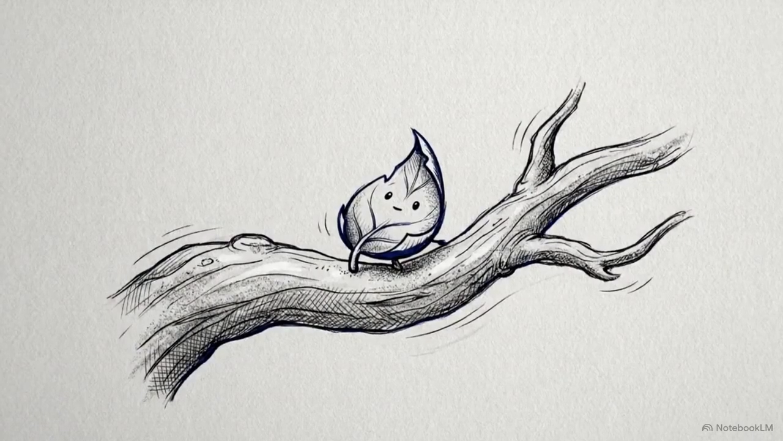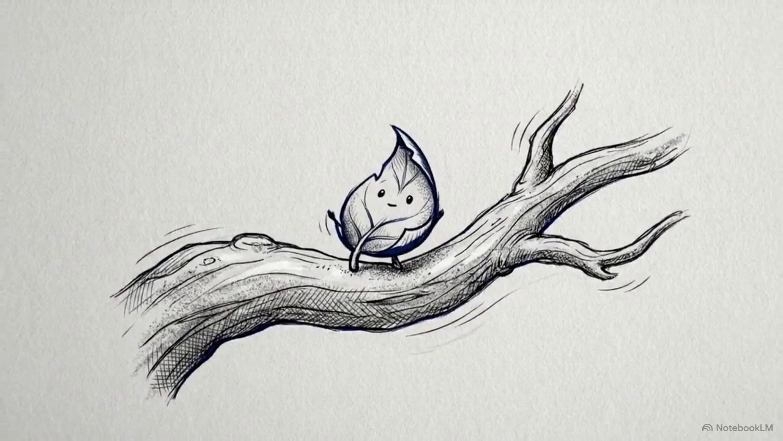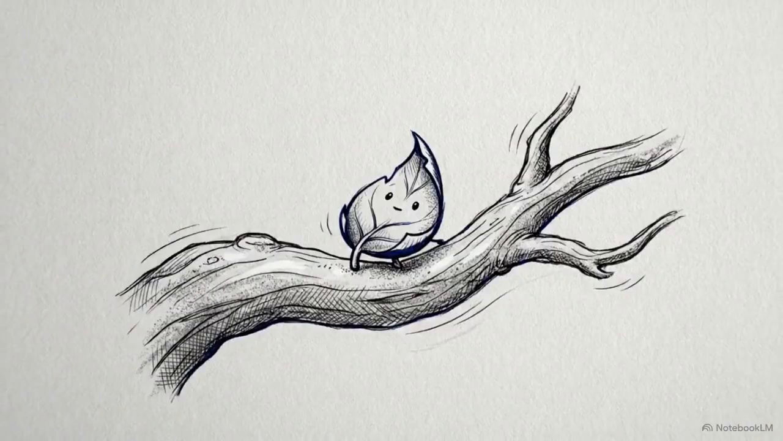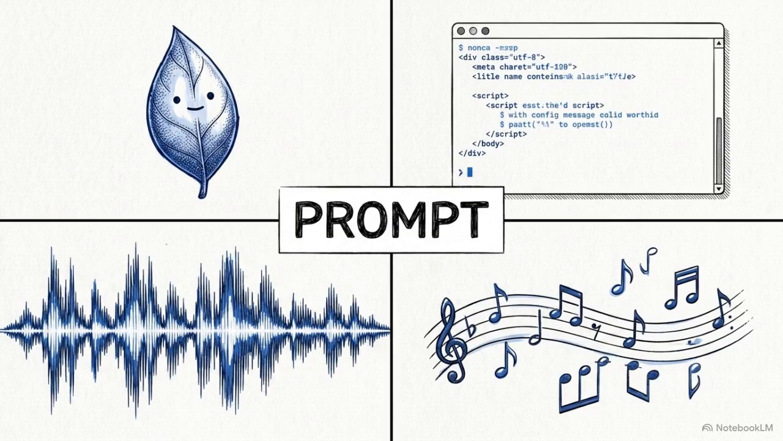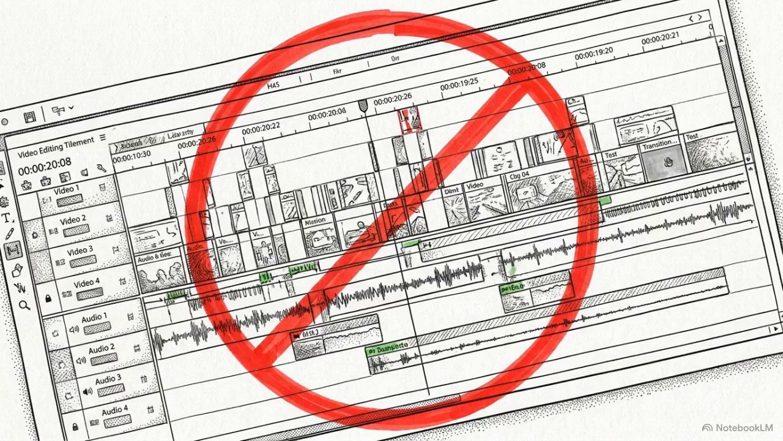Look at the detail in this shot. The textures, the lighting, and the subtle movement of the wind on this little leaf. Every element you see here, the visuals, the script, the voiceover, and the background music, was generated entirely from text prompts. Nobody touched a traditional editing timeline to make this.